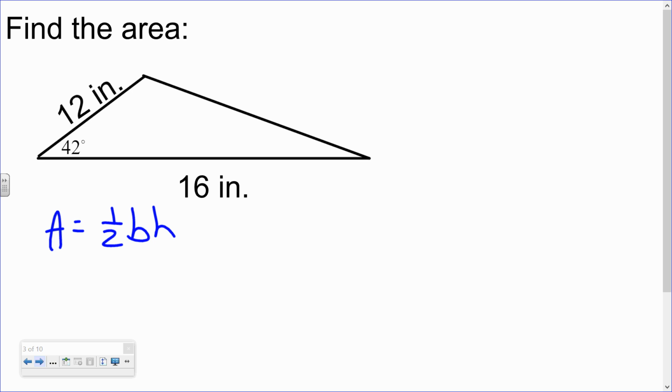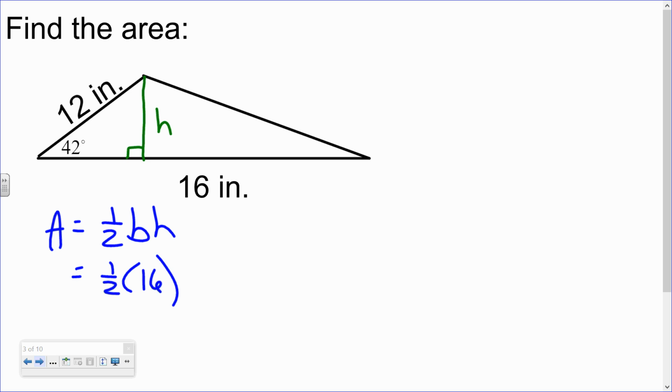16. Okay, so let's say that we want 16 to be the base. If we do that, that means the height has to go from 16 to the opposite angle, and it has to make a right angle with the 16. So that means that needs to be my height. But they don't tell me what that is.